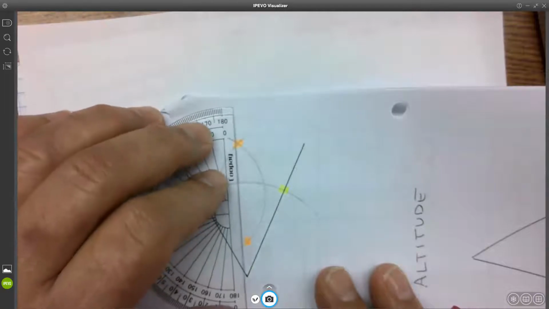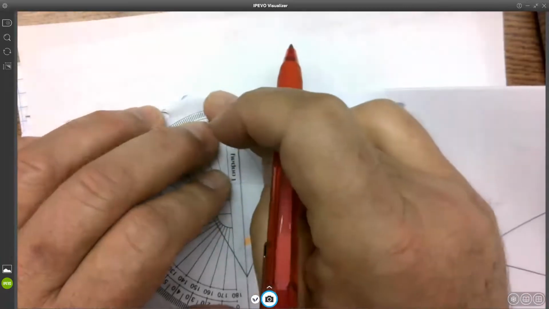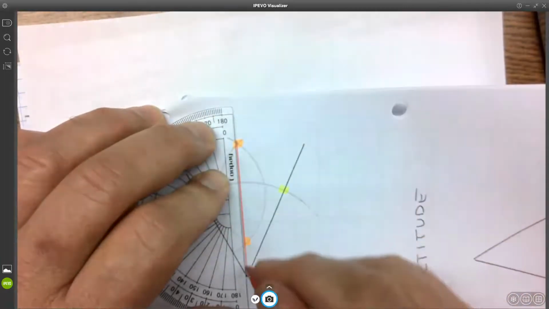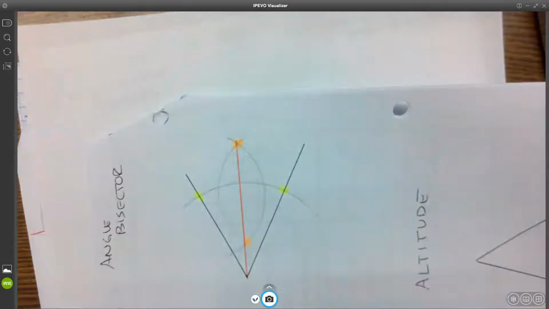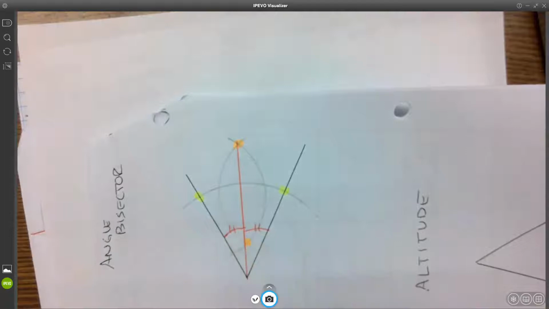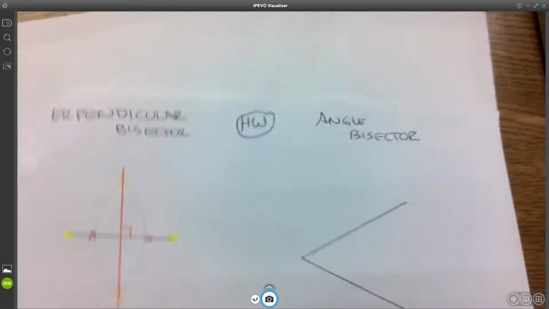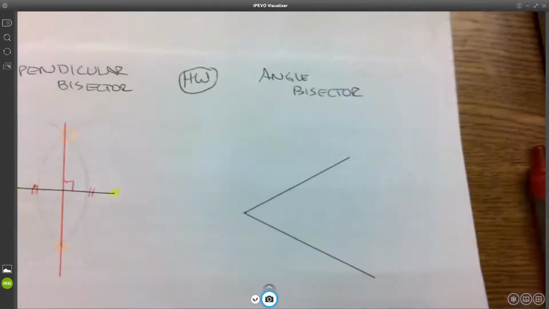And if I connect these little X's to the vertex, they should go right through like that. And what that does is it bisects the angle for me. And again, move over to the homework side and do it again.